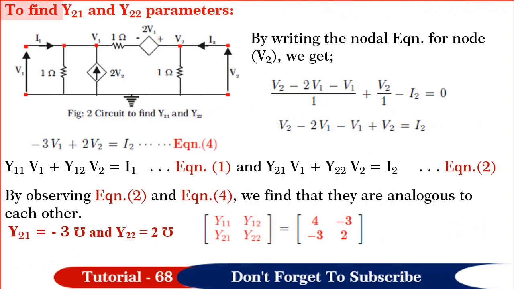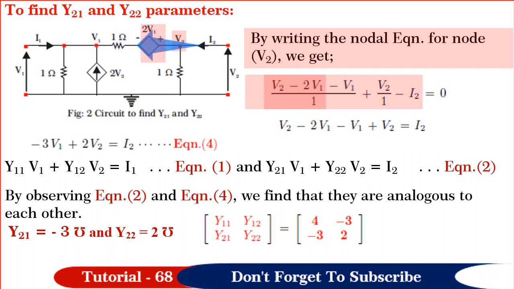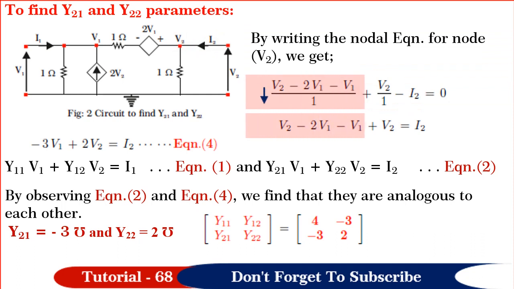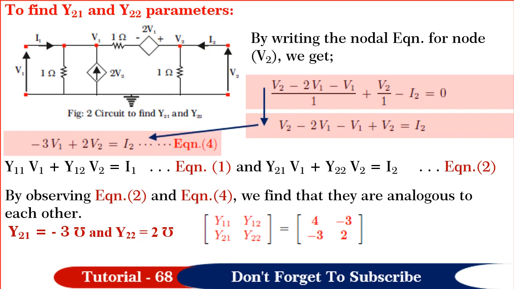Next, to find the other two parameters, Y21 and Y22, consider the circuit shown in figure. By writing the Kirchhoff's nodal equation for node V2, we get V2 minus 2V1 minus V1 divided by 1 plus V2 by 1 minus I2 is equal to 0. By simplifying, we get minus 3V1 plus 2V2 is equal to I2.